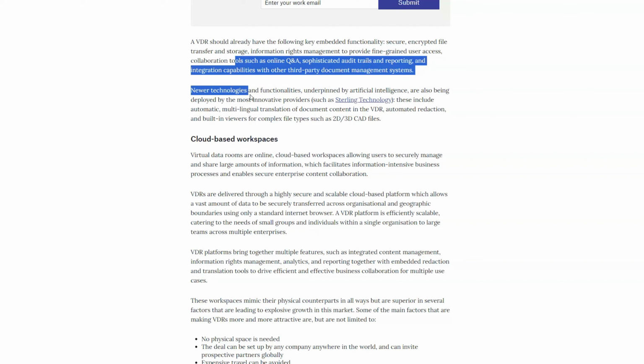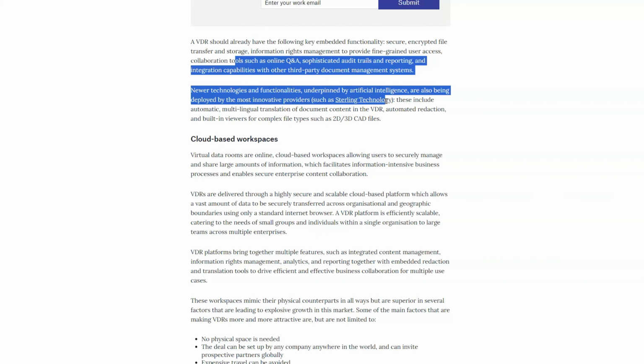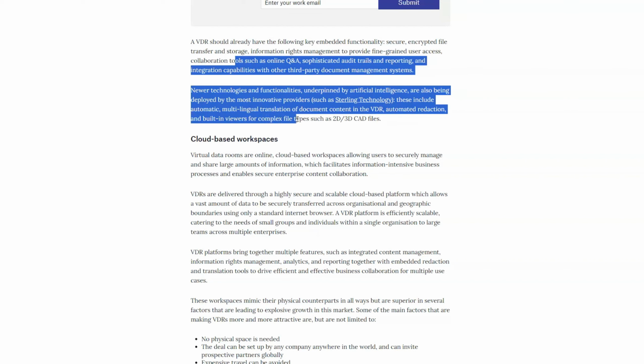Newer technology and functions underpinned by artificial intelligence are also being deployed by the most innovative providers such as Sterling Technology. This includes automatic multilanguage transcription of document content in the VDR, automated redaction and bulk review, for example for file types such as 2D and 3D CAD files.